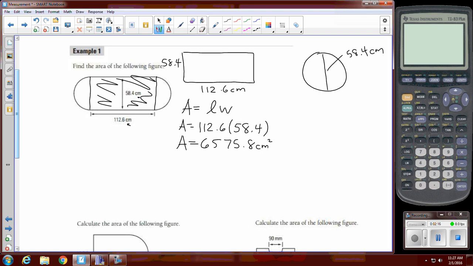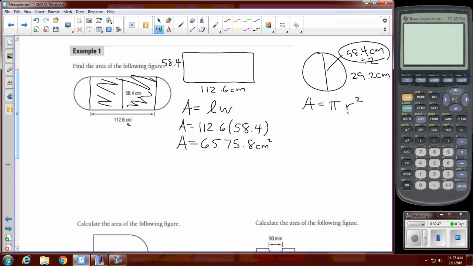A circle has a formula: take pi and multiply it by the radius squared. We're going to look at different ways we can do that in our calculator. But the big thing we need to know is the radius of this circle, and the diagram gives us its diameter. So in order to find the radius, I just take this and divide it by 2. The radius is half of the diameter. So the radius of this shape would be 29.2 centimeters. I just took 58.4 and divided it by 2.